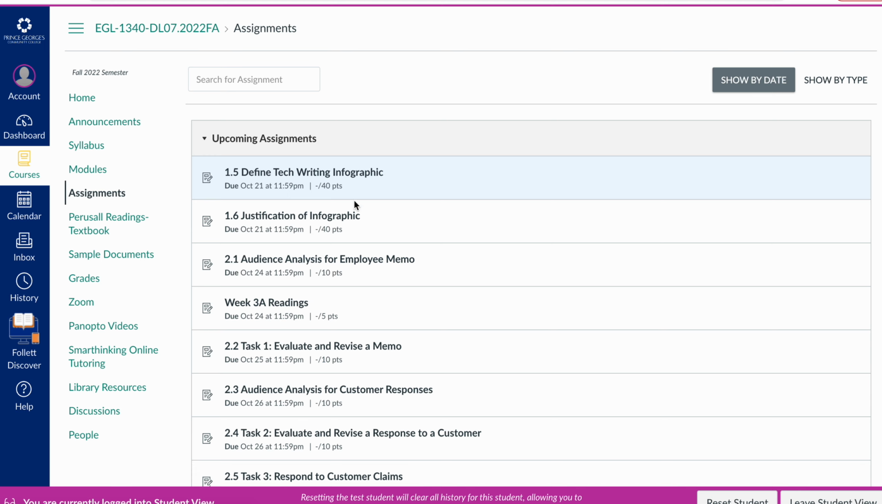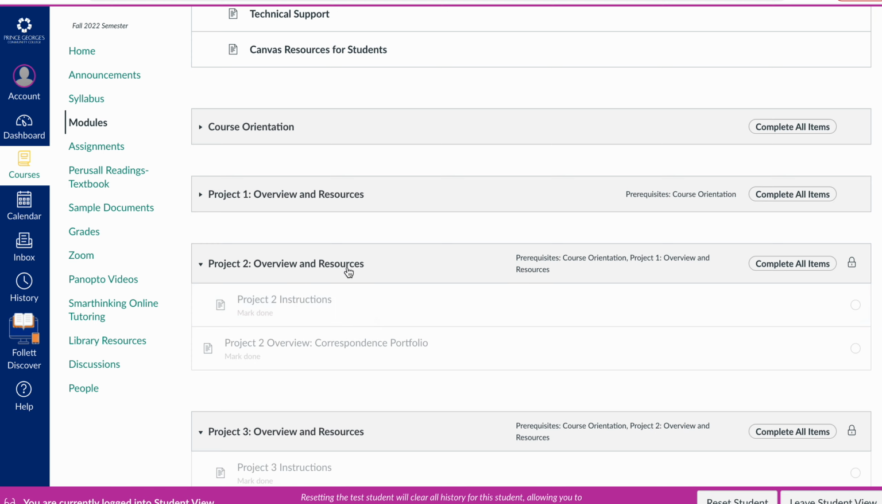We're going to be moving on to our next project. This is project number 2. If you go to the modules page next week, we will be on project 2, which involves writing and understanding correspondence for workplace letters, emails, and memos.